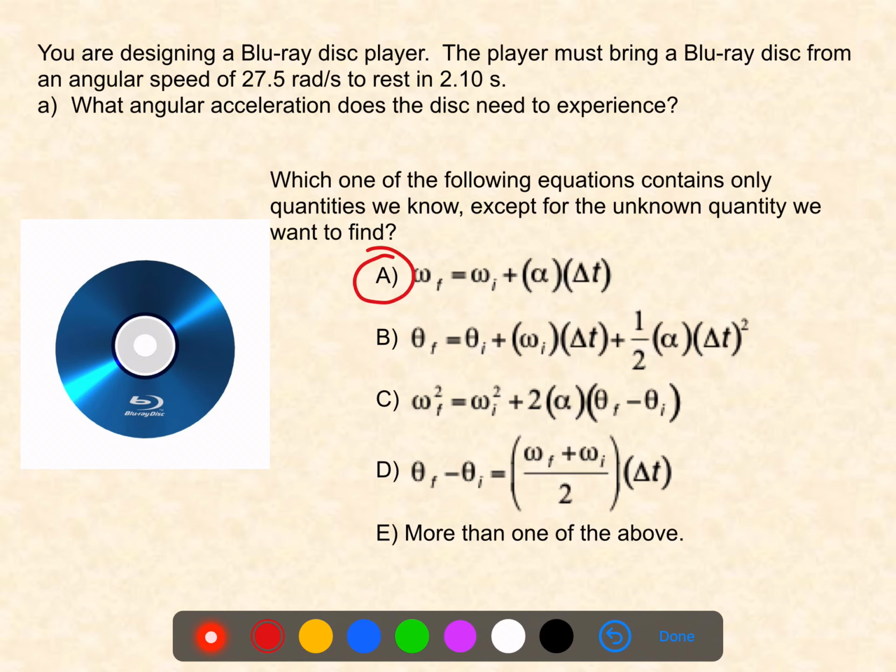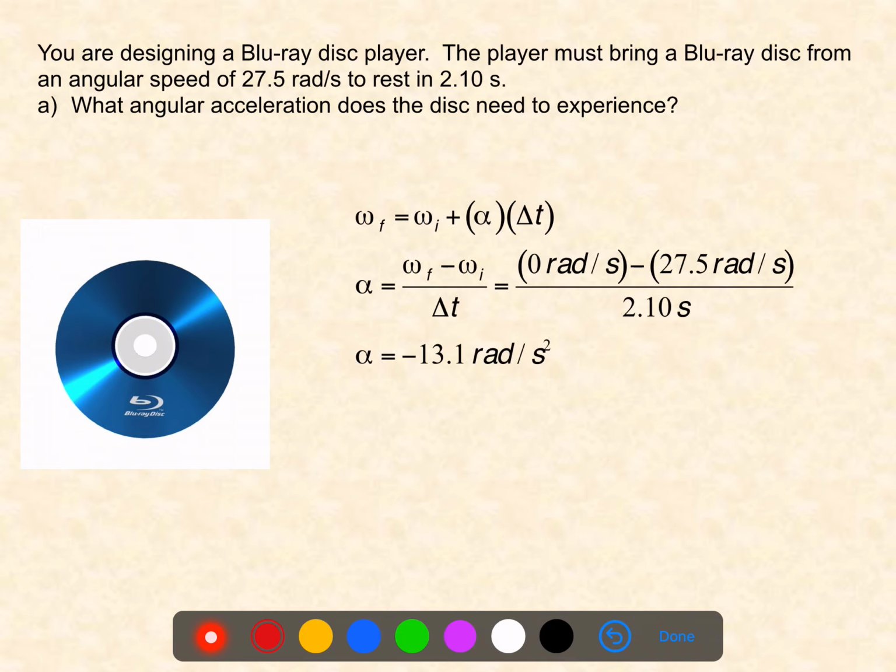That doesn't mean that's the only way to solve this problem. Sometimes you can use one equation and then another, but in this case we may as well solve for it directly if we can. So when we apply this equation and plug in the numbers, we find an angular acceleration of negative 13 radians per second squared. It's good to see that we have a negative sign here. That makes sense since we are slowing down and the disk was initially moving in the positive direction.